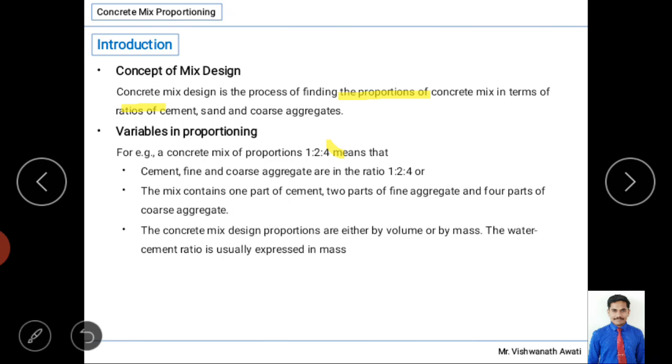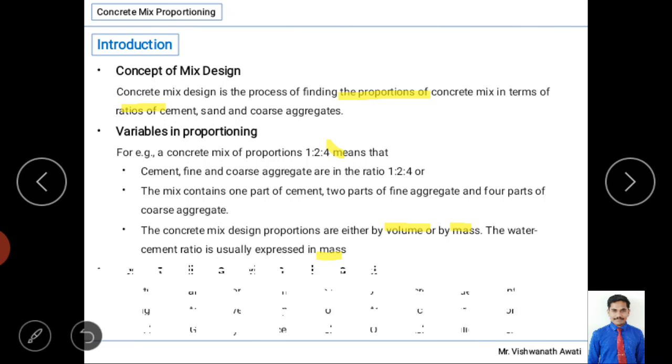Next, the concrete mix design proportions are measured either by volume or by mass. The water cement ratio is usually expressed in mass. So the quantity may be measured in volume or by mass, while the water cement ratio is expressed in terms of mass.